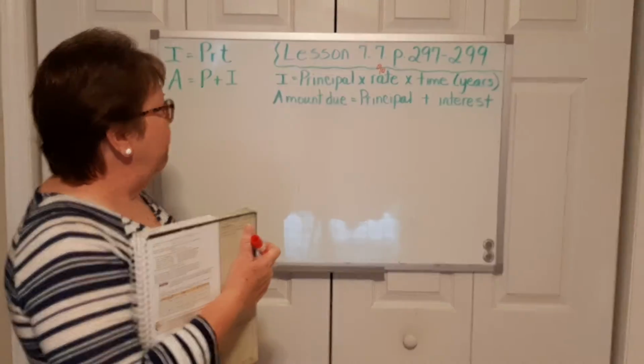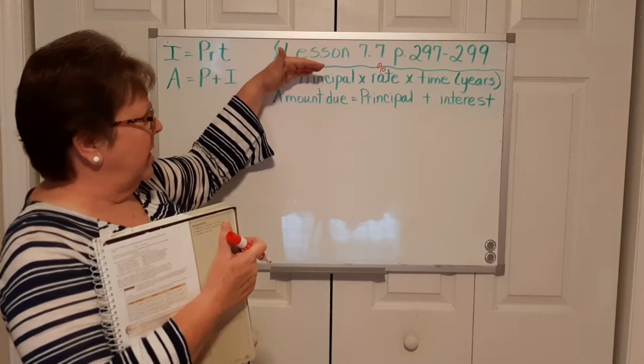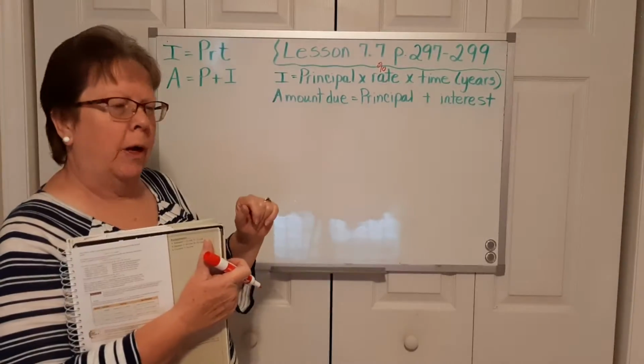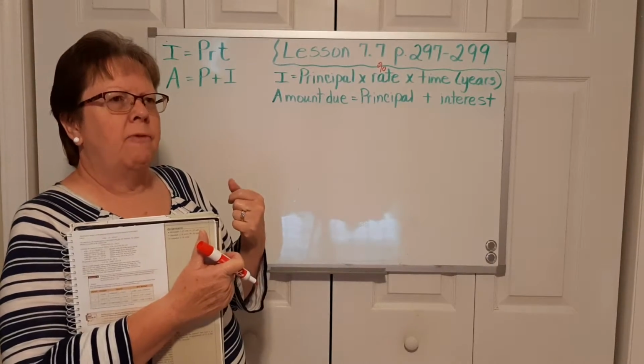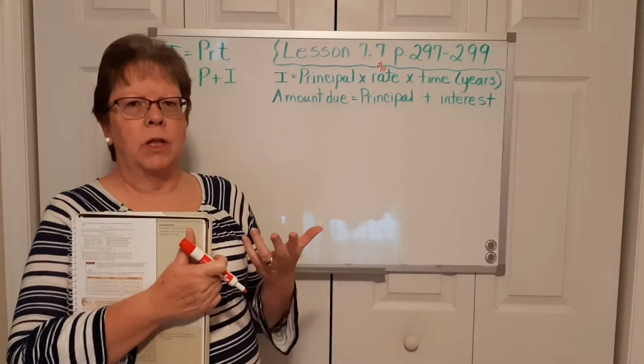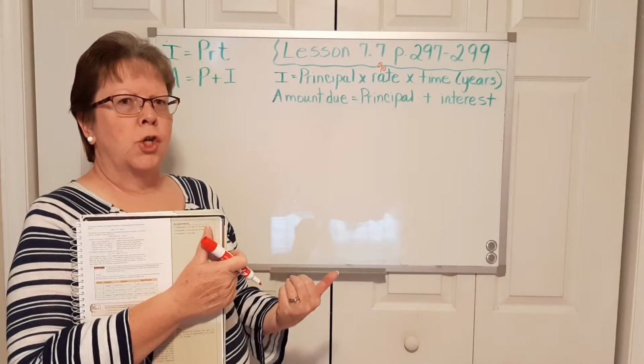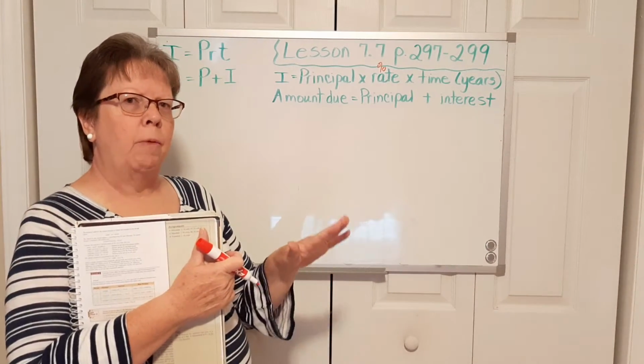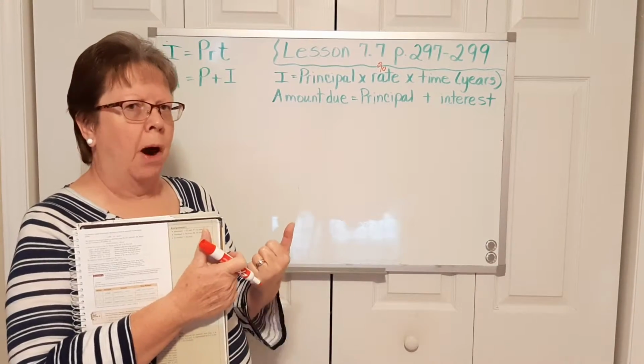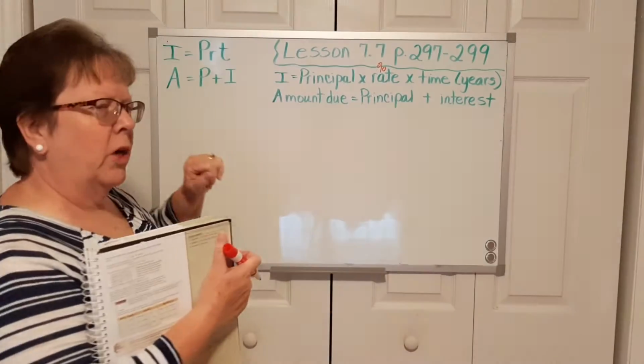All right, today we're still going to do another example with that, but we're going to add to it. Today you're also going to find the amount due. Say, for instance, your parents got a loan at the bank and they had to pay interest on that loan. So at the end of the time, they were paying back more than what they borrowed. So that's what we're going to figure out today.